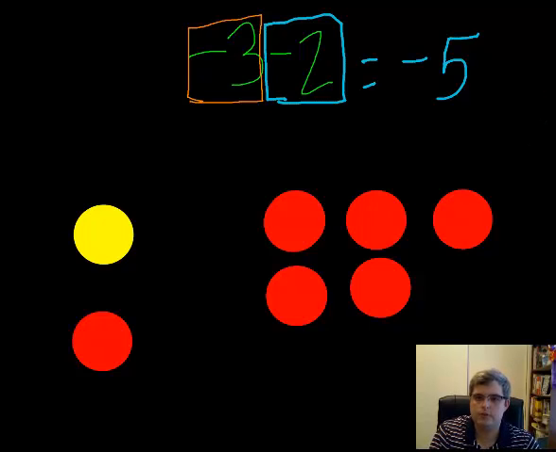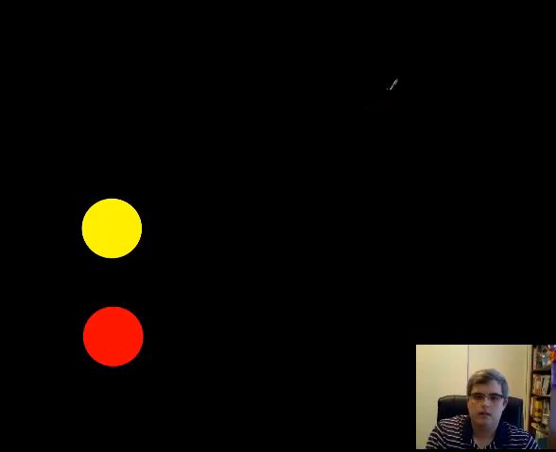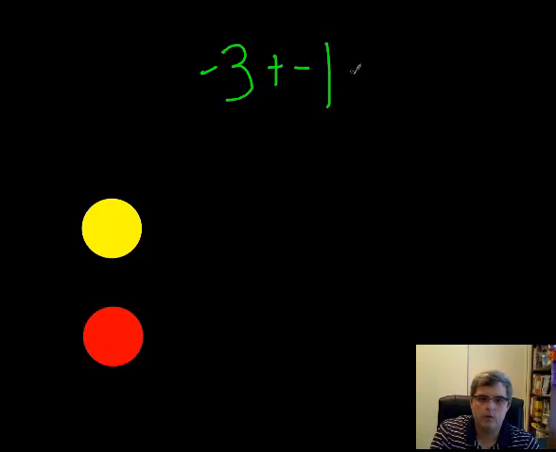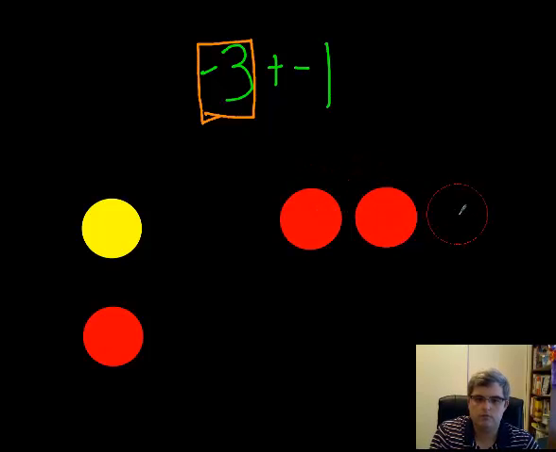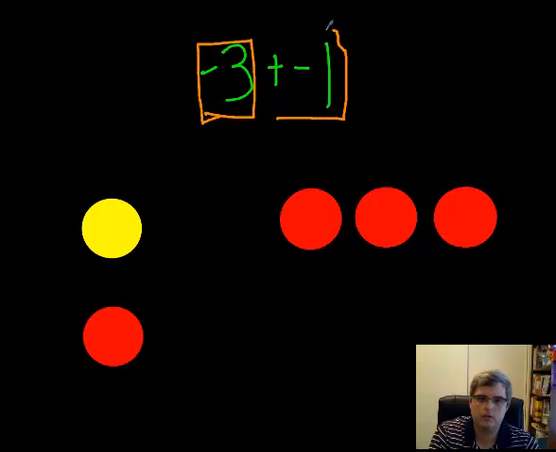Let's try one more just for good measure. Let's do the problem. Negative 3 plus negative 1. Alright, what's the procedure? Box the number and the sign in front. Alright, got that done. So we need 3 negatives. So 1, 2, 3. Alright, what's the next step? Of course, box the number and the signs in front. Wait a minute. We've got 2 signs here. What do we do with 2 signs?